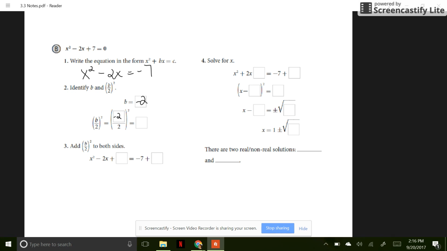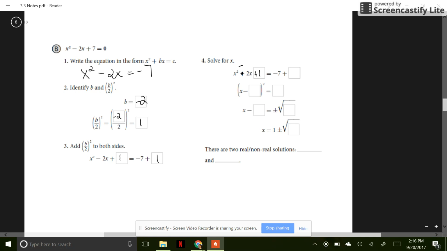So we take that b term, negative 2, divide it by 2, and square it. Negative 2 divided by 2 is negative 1, and 1 squared is just 1. We will add that to both sides: add 1, add 1. They messed up a little bit here, so this should still be minus 2x and then plus 1, and negative 7 plus 1.